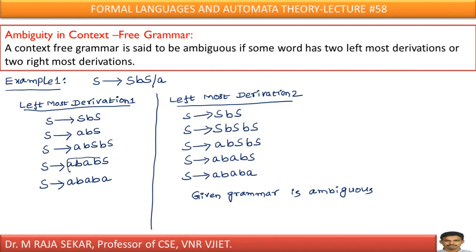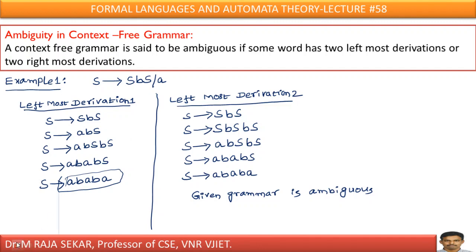Therefore, this is the string of terminals. In the place of S, either I can write A or I can write SBS. Let me assume I am writing A in the place of S. Therefore, this is the resultant string. What is the string? ABABA. This is a string generated by this particular grammar by using a leftmost derivation.